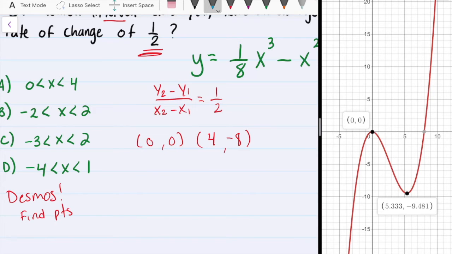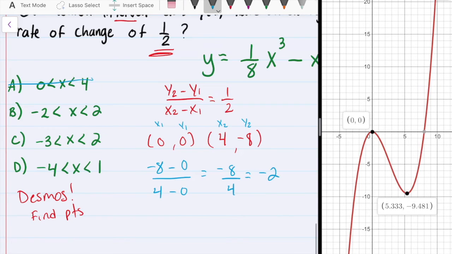Let's set up a slope. So that's my x1, y1, x2, y2. So follow the formula. That's negative 8 minus 0 over 4 minus 0. Well, doesn't that give us negative 8 over 4? That's going to be negative 2. Is that 1/2? No. So that's how we know A is wrong. Let's do it again, guys.